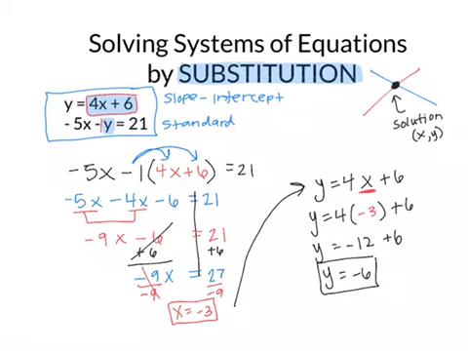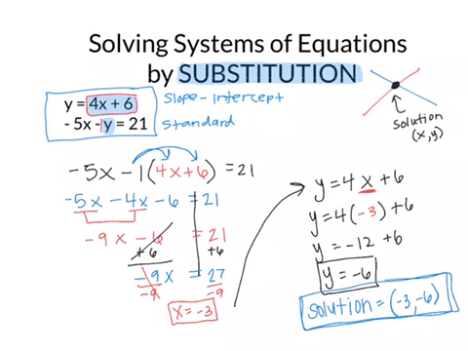So what we have just found is our solution. Remember, the solution is where the two linear equations will cross. Our solution is an ordered pair. The x value comes first, negative 3, comma, negative 6. On your assignment, make sure you circle or put a box around your solution so that it's easy for me to find.